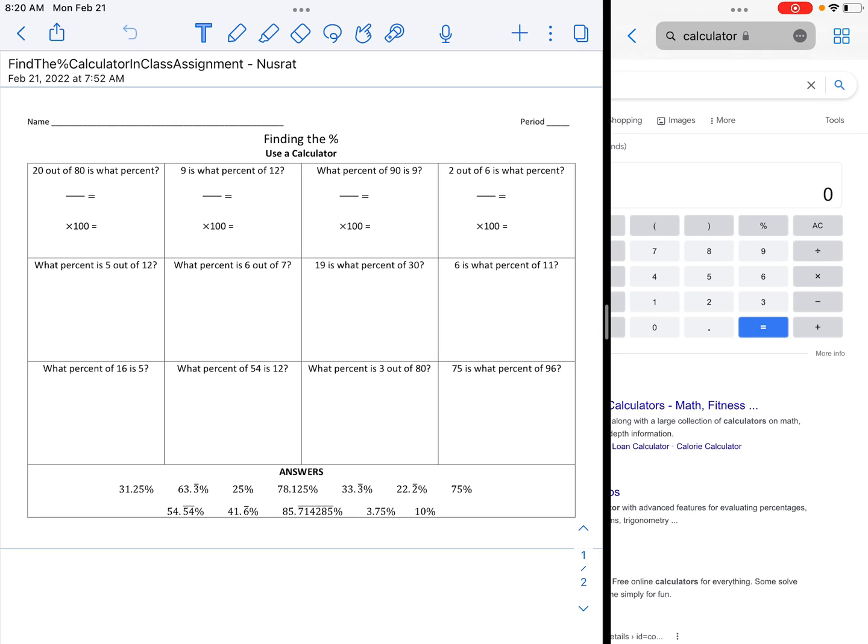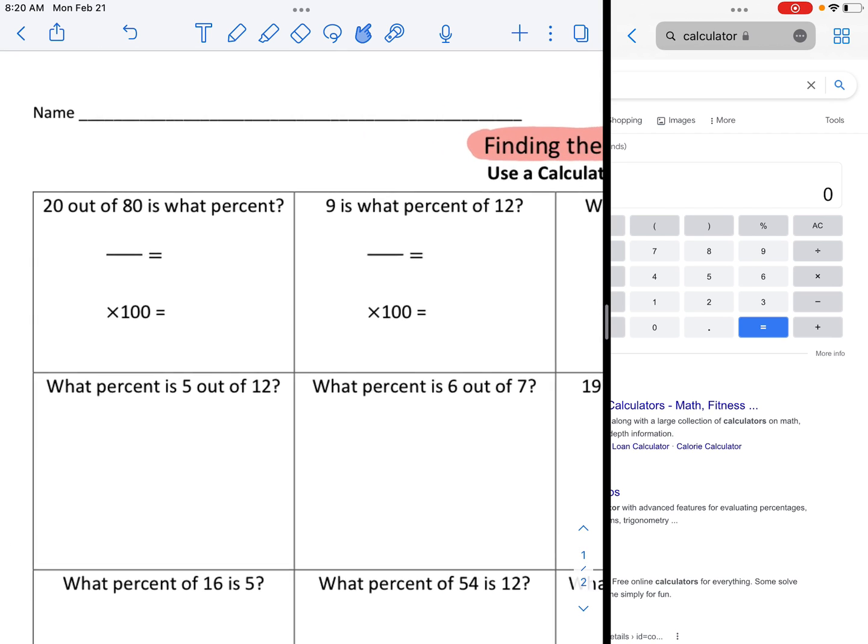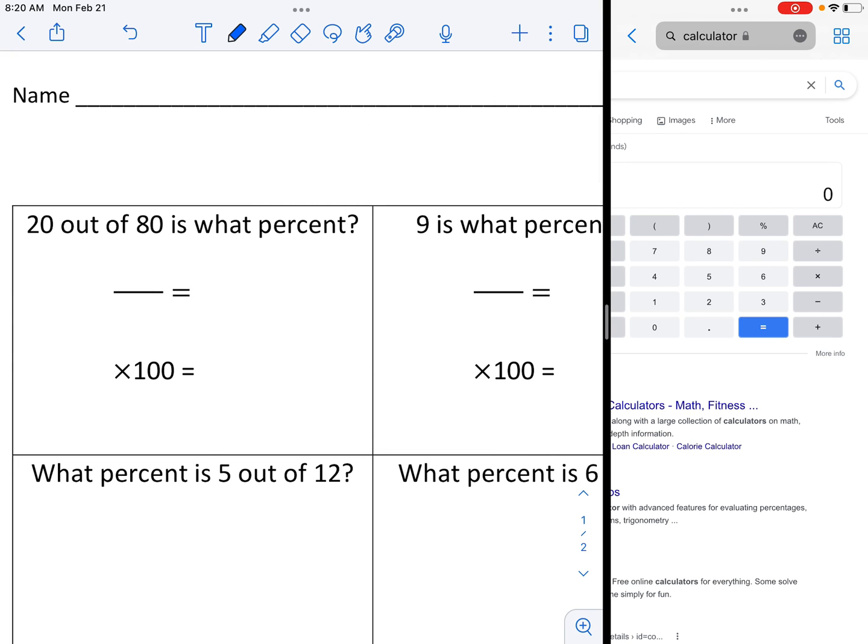We completed this assignment in class. So if you weren't there, here's a video to help you figure out what to do. The title of this assignment is called Finding the Percent. So that means that the information that's given to us, the two numbers, are the part and the whole.